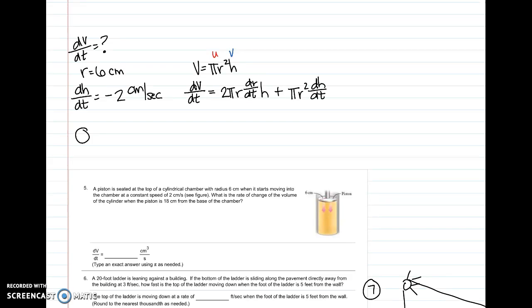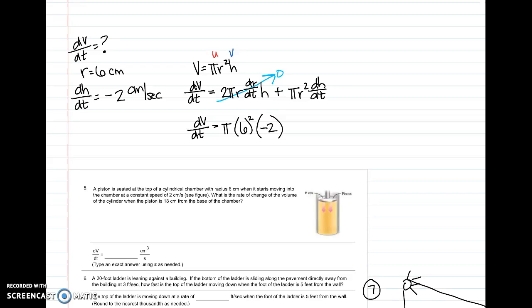Okay, now what about dr/dt? What's the change of radius for this piston? That's right, 0, because radius is constant. The radius is exactly the same anywhere inside this cylinder. So dV/dt, our big old question mark that we're trying to find, okay, equals pi times r, which is 6 squared, times dH/dt, which is negative 2.